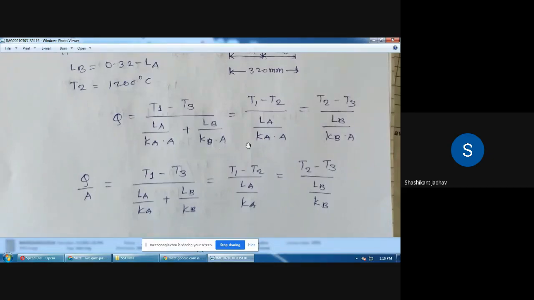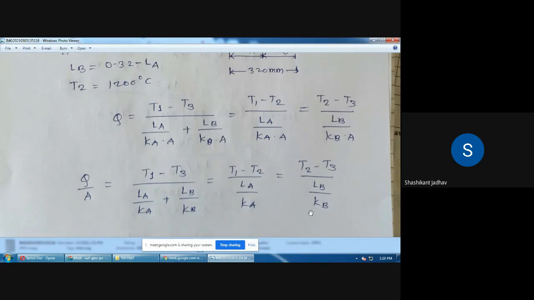The area normal to the heat transfer is the same for both plates, so we have taken the area on the left-hand side. So Q by A is equal to (T1 minus T3) divided by (LA upon KA plus LB upon KB), which is equal to (T1 minus T2) divided by LA upon KA, which is equal to (T2 minus T3) divided by LB upon KB.